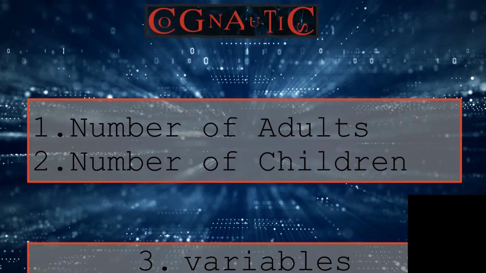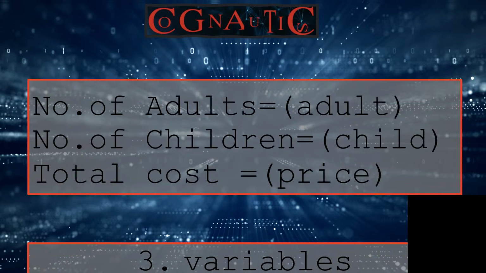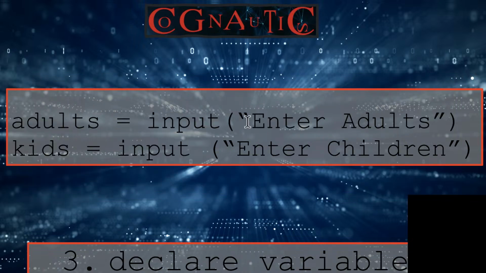Okay, so that is number of adults and number of kids. That's going to be the variables that we'll create. So this is what I'm going to call these variables. I'm going to call number of adults adult. I'm going to call number of children child, and I'm going to call total cost price. So I've now made my variables, and then we're going to do an input. Adults equals input enter adults. Kids equals input enter children.